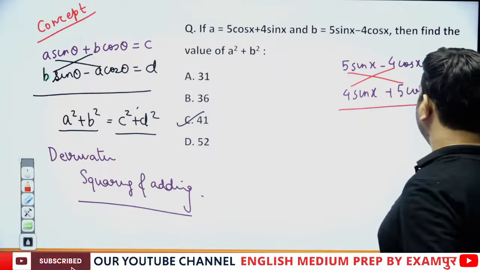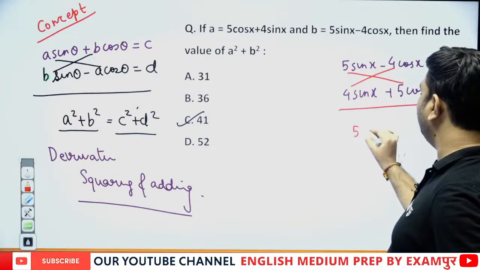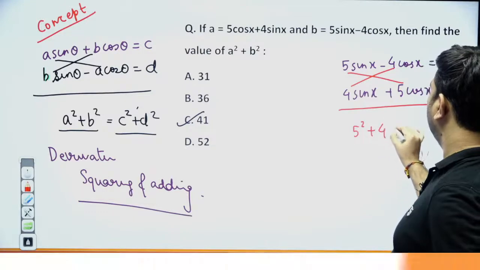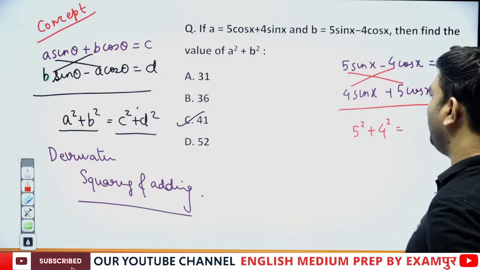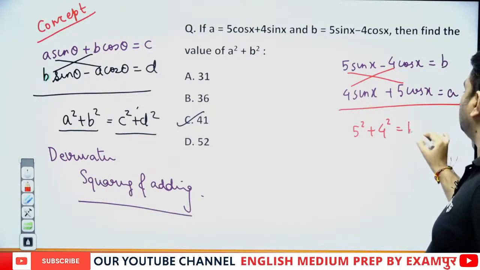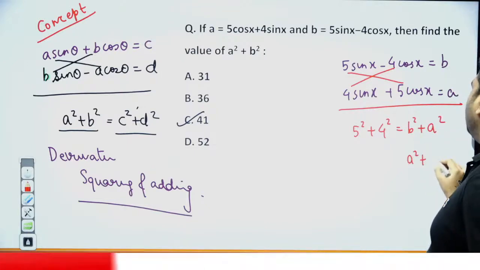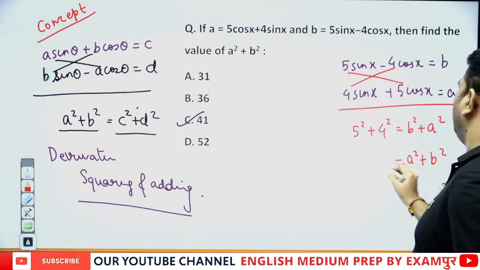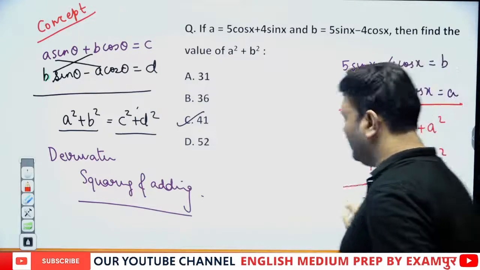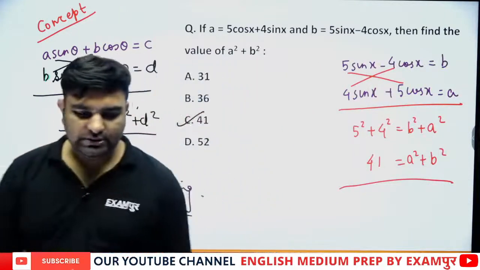So we will say, sir, the square of the coefficients, 5 square plus 4 square, should be equal to the square of the opposite side values, b square plus a square. So a square plus b square is equal to 41. Is it cool now?